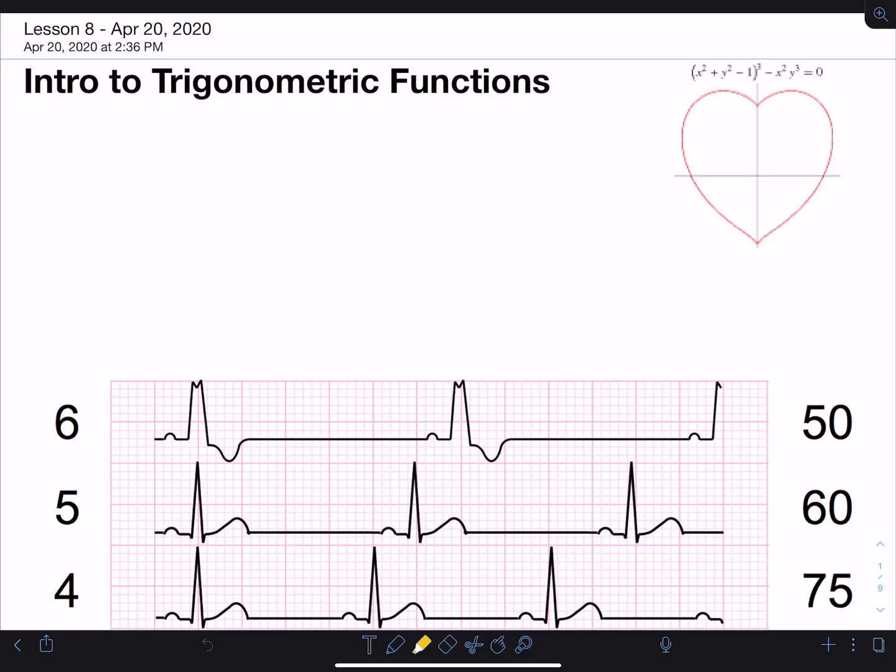Hello everyone. We're going to start the next chapter here with modeling with functions, and this one is trigonometric functions. It's going to take a couple of weeks. Pay attention, and we'll start off with something completely irrelevant.